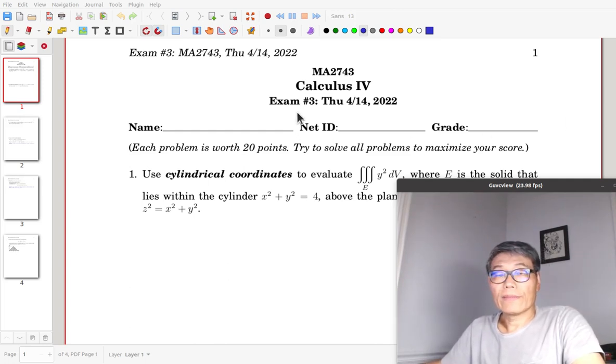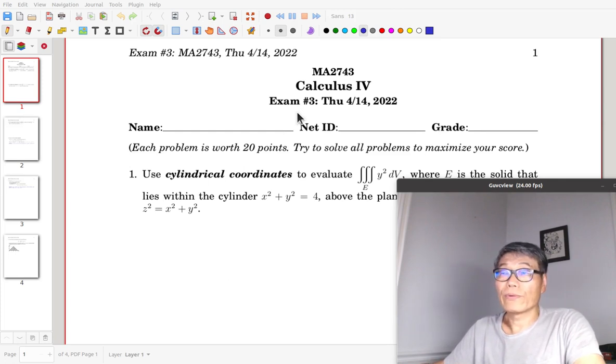You will take the third exam on Monday. This is a review for the exam. Let's try to solve all of the exam set.